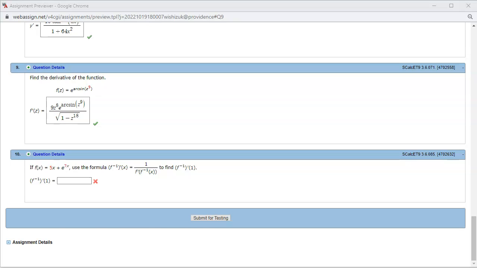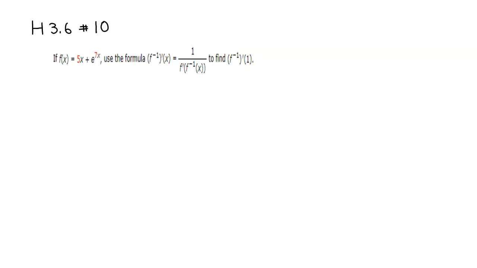So let's do that. Let's just use this formula. So we know that if you want to find the derivative of f inverse at 1, then according to the formula, this is what you need to do. 1 over f prime of f inverse of 1, right? So let's find f inverse of 1, right?